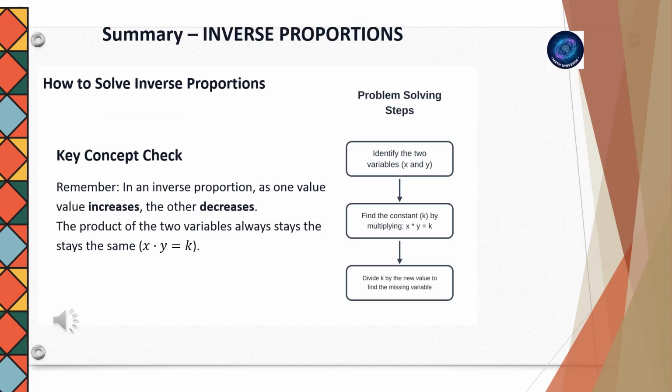Summary of inverse proportion. To summarize, in inverse proportion, as one quantity increases, the other decreases. Their product always remains equal to a constant. This concept is widely applicable in physics, engineering, and everyday situations.